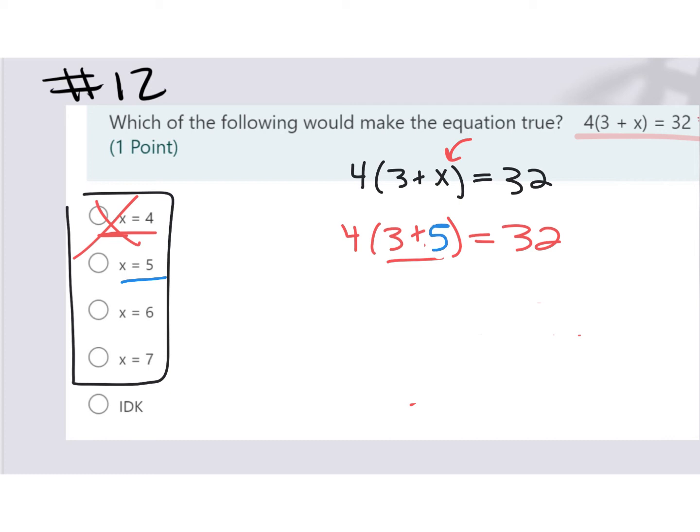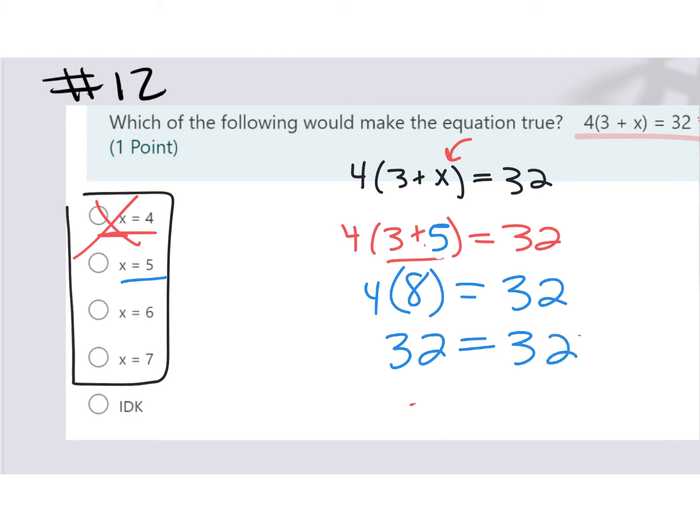3 plus 5 is 8. Times 4 equals 32. 4 times 8 is 32. So yes, this will work. So 5 is good. Now you can check the other ones. They won't give you 32.